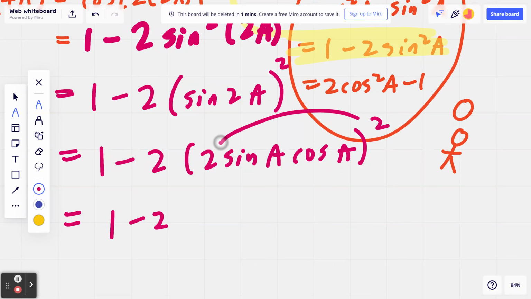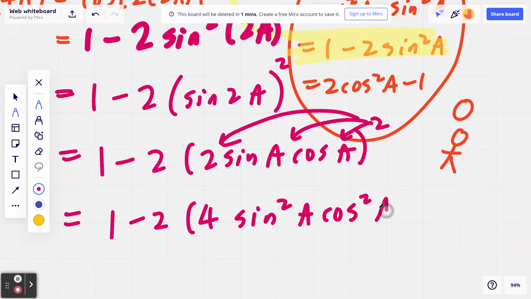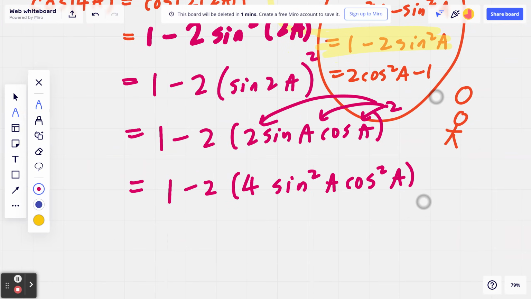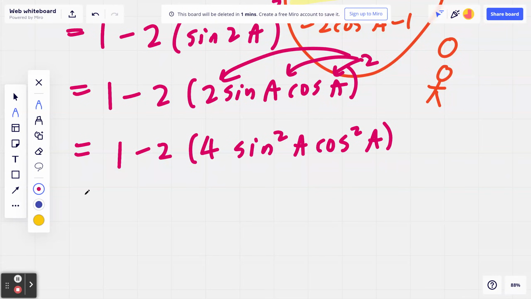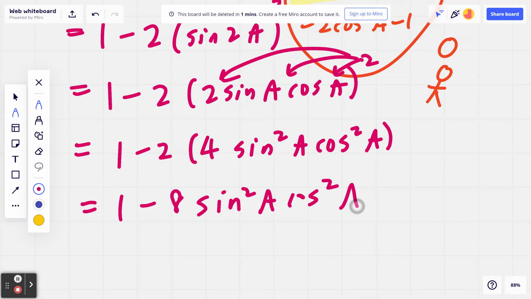Now, when you square, you have to square each part. So 2 squared is going to be 4. Sine square A, cos square A, just like that. Again, if you simplify, this is going to be 1 minus 8 times sine square A, cos square A.